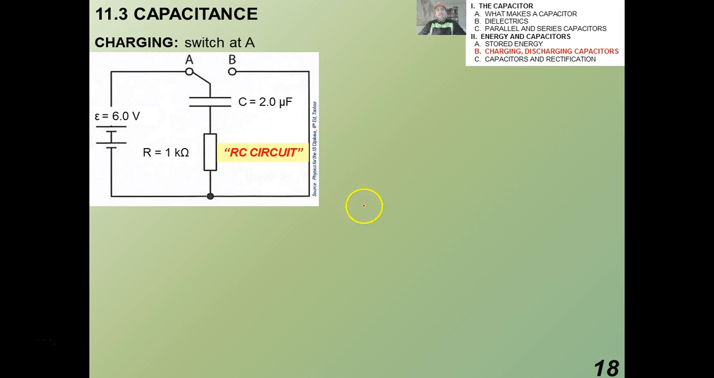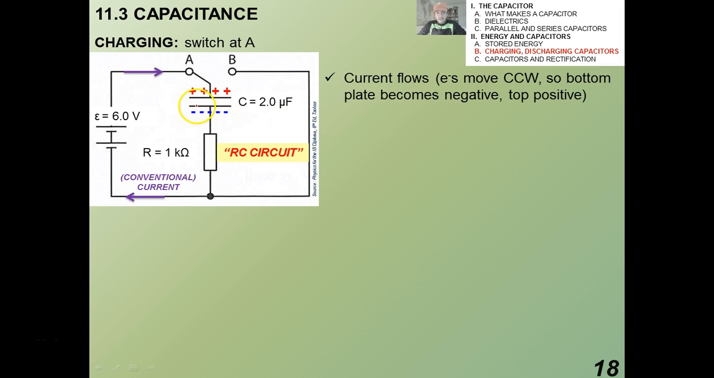Okay. All right. So again, let's really get into some numbers here, and let's actually apply some numbers to this example. So charging. The switch is at A. If the switch is at A, we have a current flowing. And the electrons move counterclockwise. So I'm going to refer to conventional current here, which is the positive charge moving. So what that means is that the top plate becomes positive and the bottom plate becomes negative.